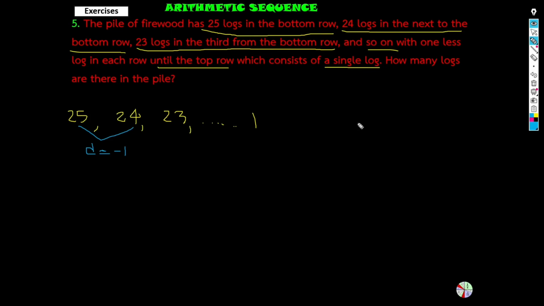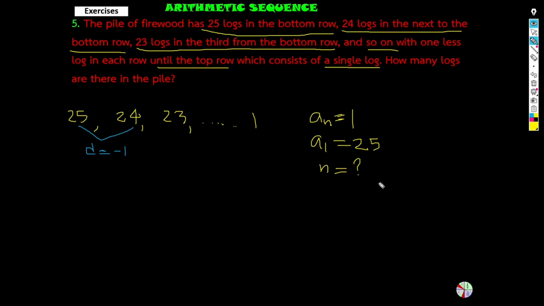And how many logs are there in the pile? So on until the top row, which consists of a single log. a sub n is equal to 1, and the last one, a sub 1, is equal to 25. And so on, with one less in each one until the top row, which consists of a single log. n we don't know. How many logs are there in the pile?